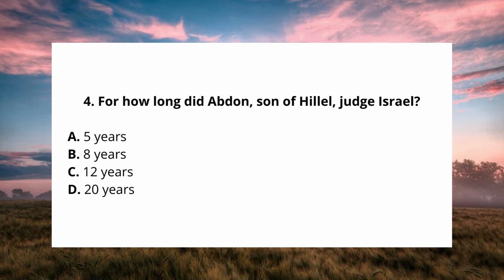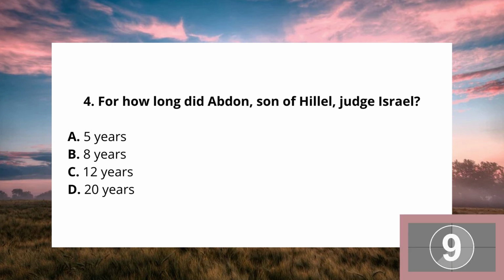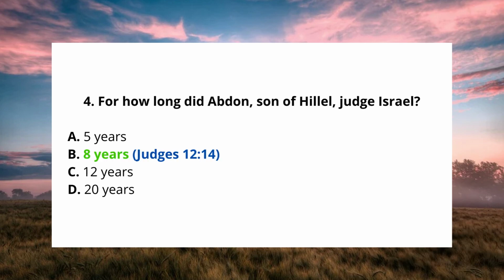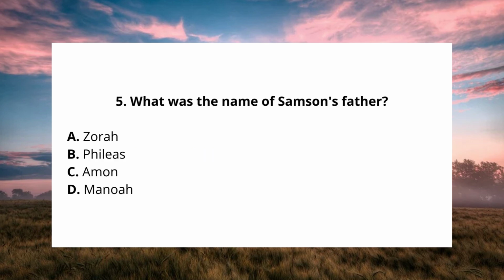Number 4. How long did Abdon, son of Hillel, judge Israel? A. 5 years. B. 8 years. C. 8 years. D. 20 years. You have 10 seconds. The answer is B. 8 years. And you can find this in Judges chapter 12 verse 14.